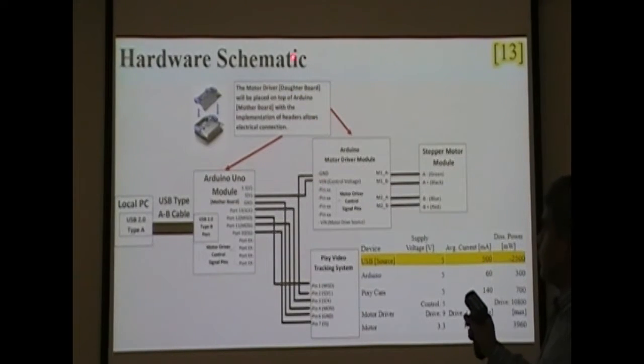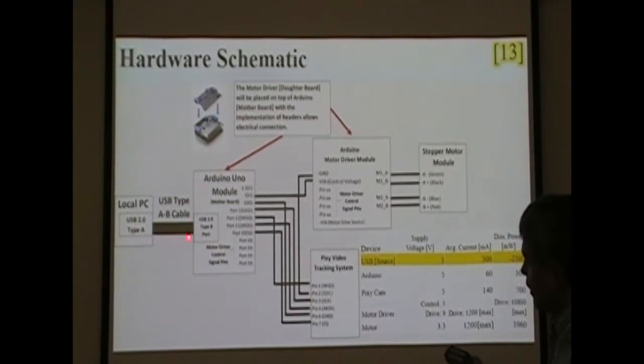This is the pin layout of our hardware system. You can see here the motherboard as an Arduino Uno with the daughter board, which is the driver in this case, plugged into the Arduino Uno. Pixie Cam is also connected to the Arduino Uno. The stepper motor is connected to the driver, the motor driver for linear motion. The Arduino Uno sends all the data via USB cable to a local PC. These are some of the specifications, voltage and current, for each device that we're using.